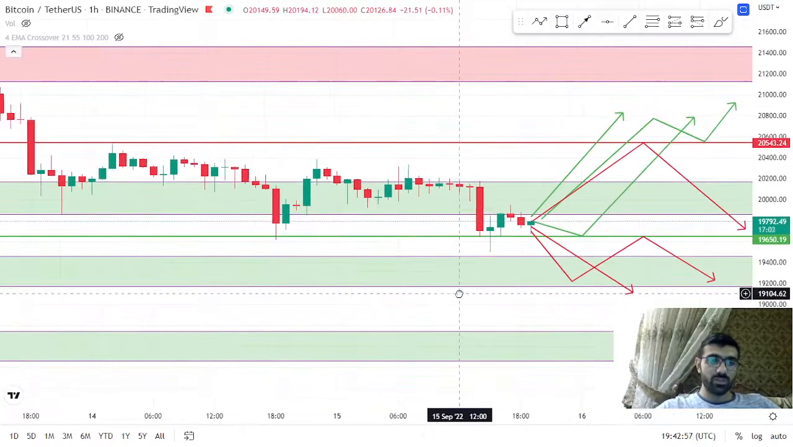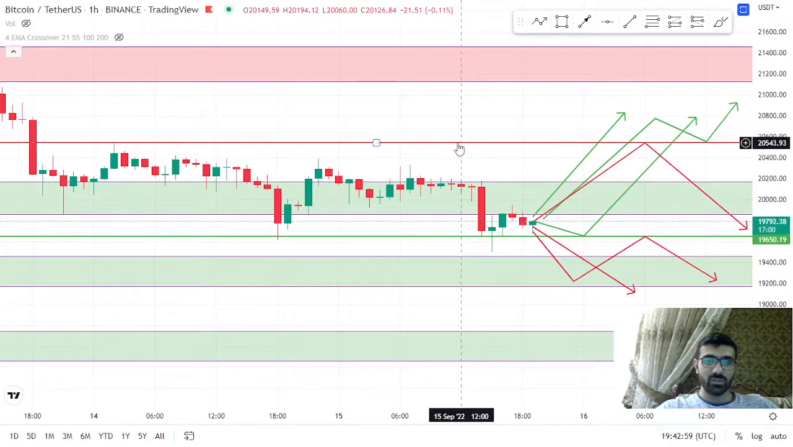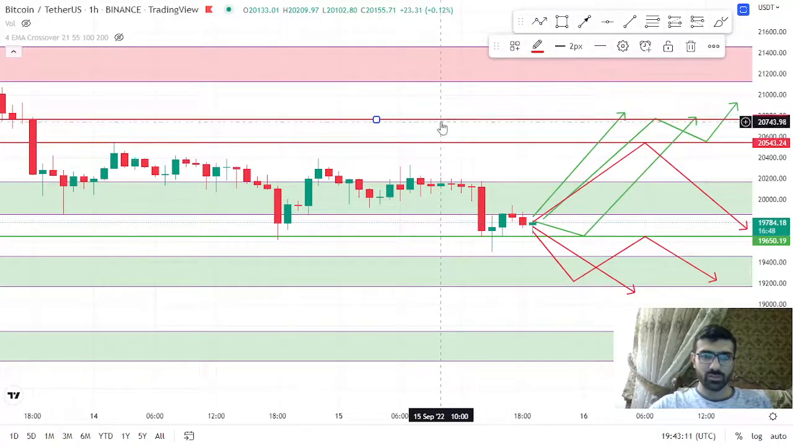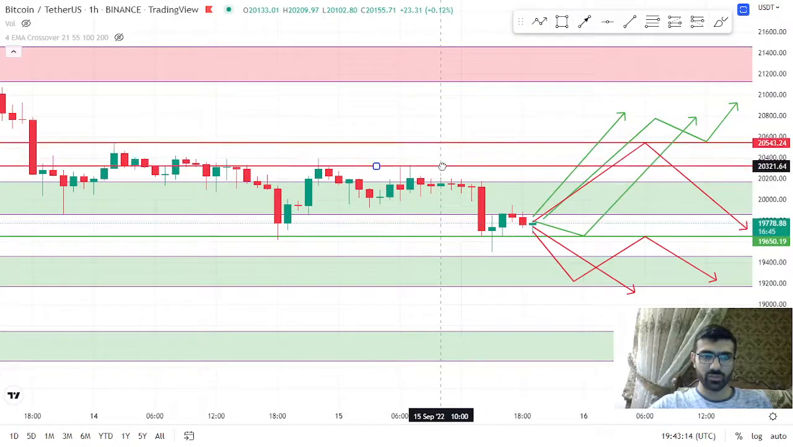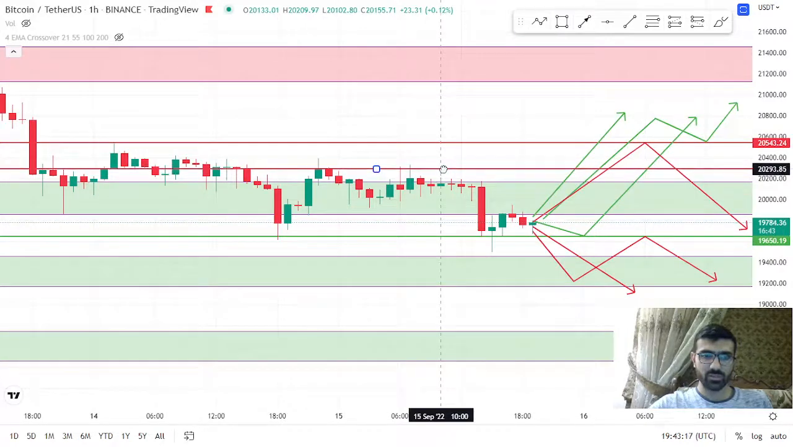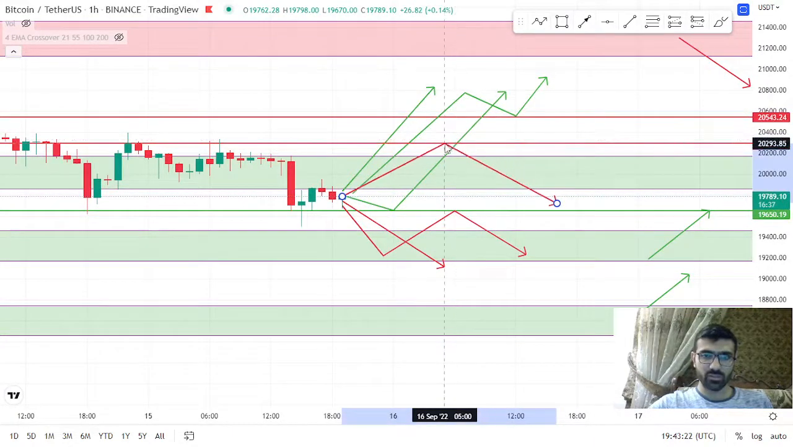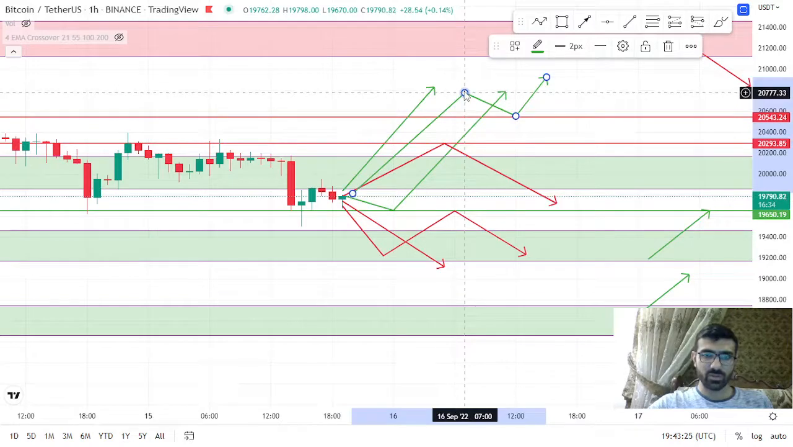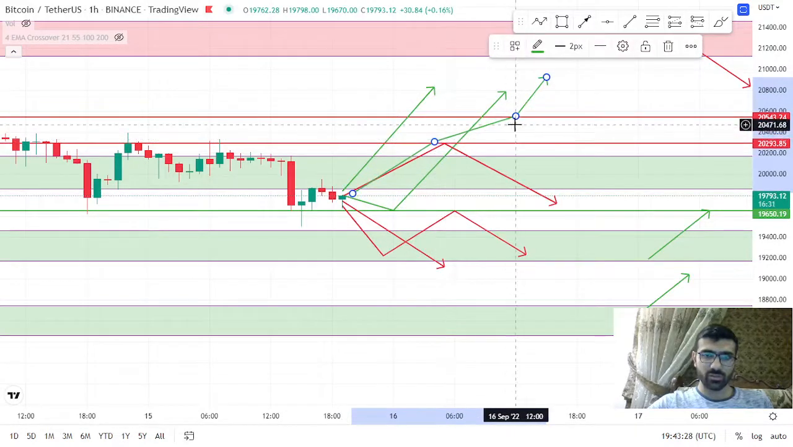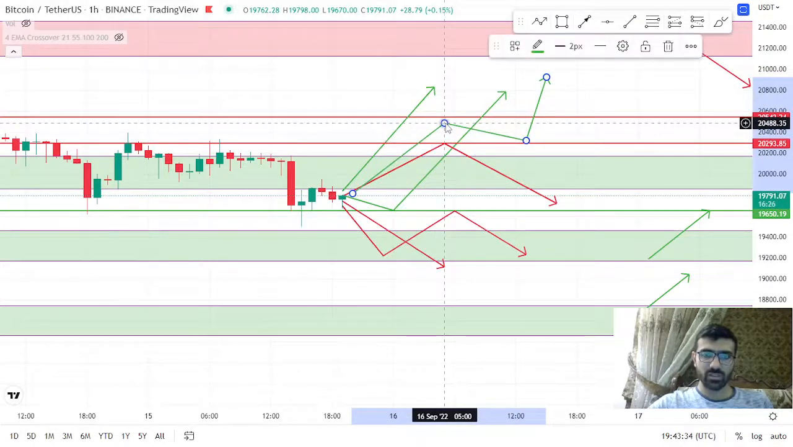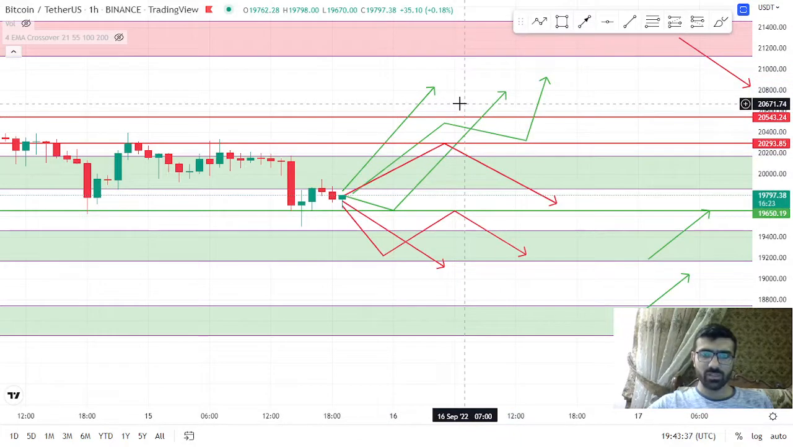Okay, so I think the resistance area would also change a little. So let me mark further short-term resistance, which will be this area. Okay, so let me just mark these scenarios from here. So if the market touches this area, okay, something like this. So I hope you guys still understand.